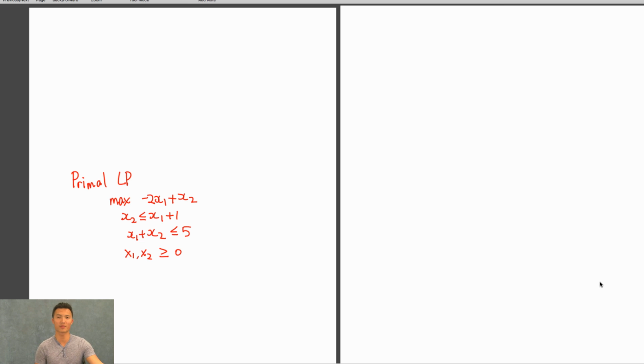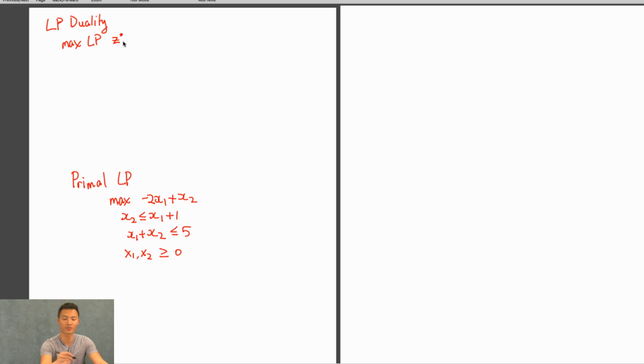Let's talk about linear program duality. Suppose I have some maximization LP, right? And here we're going to have an optimal solution of Z star.